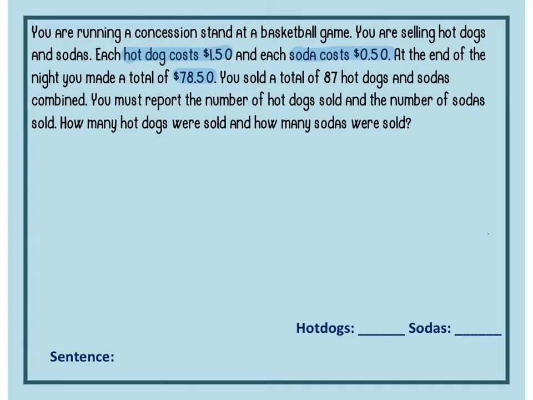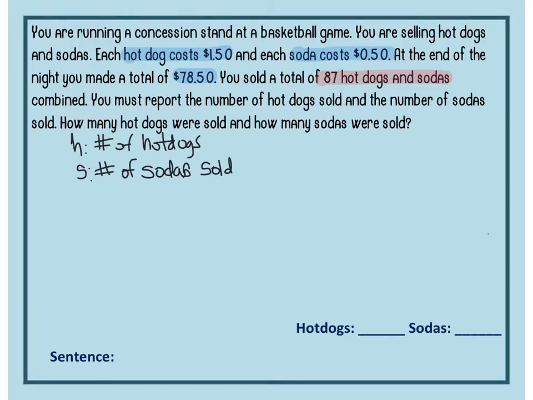That's one equation right there. The other equation is you sold a total of 87 hot dogs and sodas. So our next step is to write down what variables we're going to use. We can use H and S. H is the number of hot dogs sold. S is the number of sodas sold.